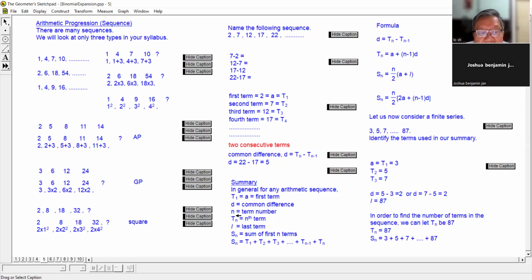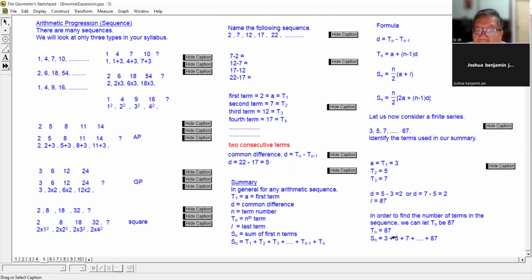Okay. Then can you tell me what is this one? Don't know the term number. Okay. Can you tell me what is the last term? Last one. 87. Yeah, correct. 87. Then the sum of first n terms.